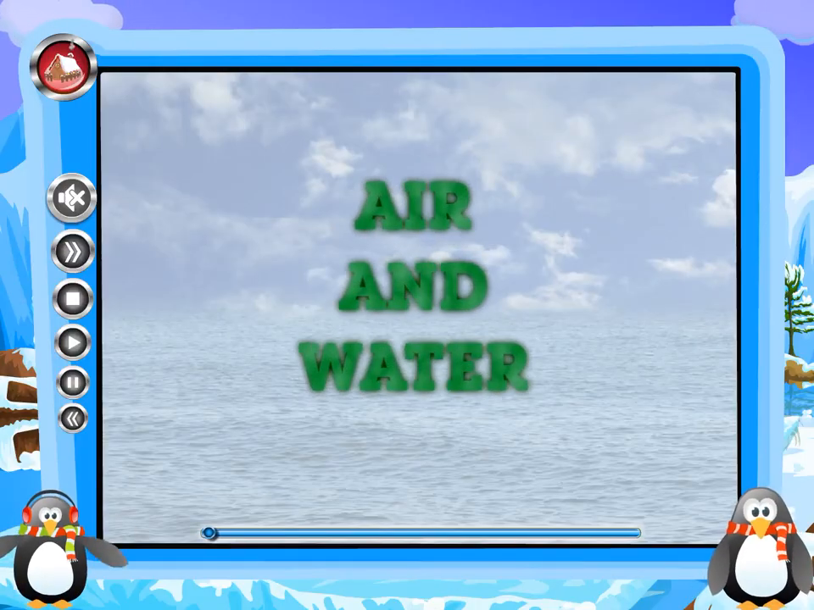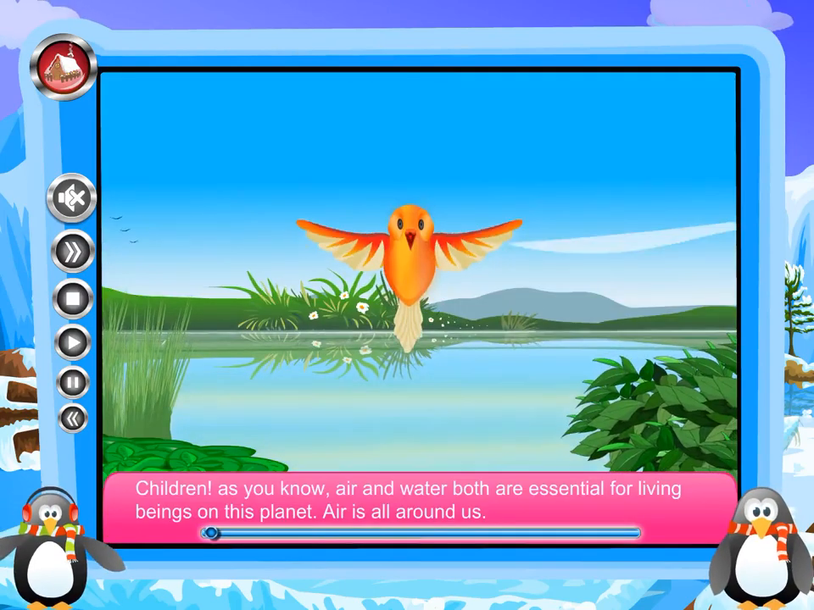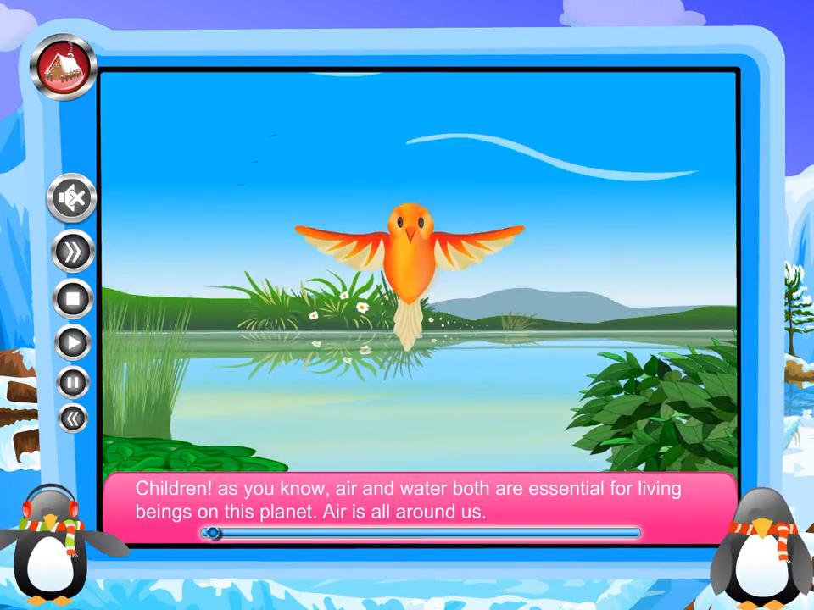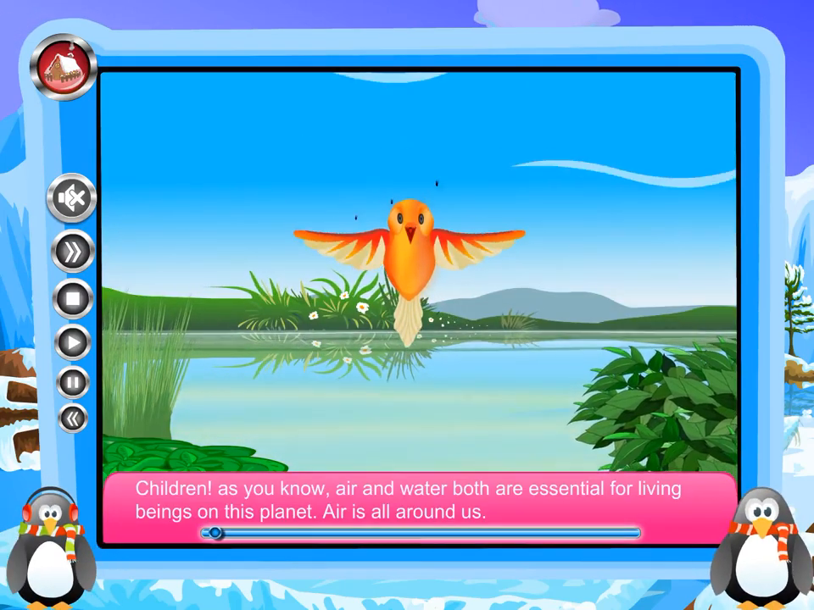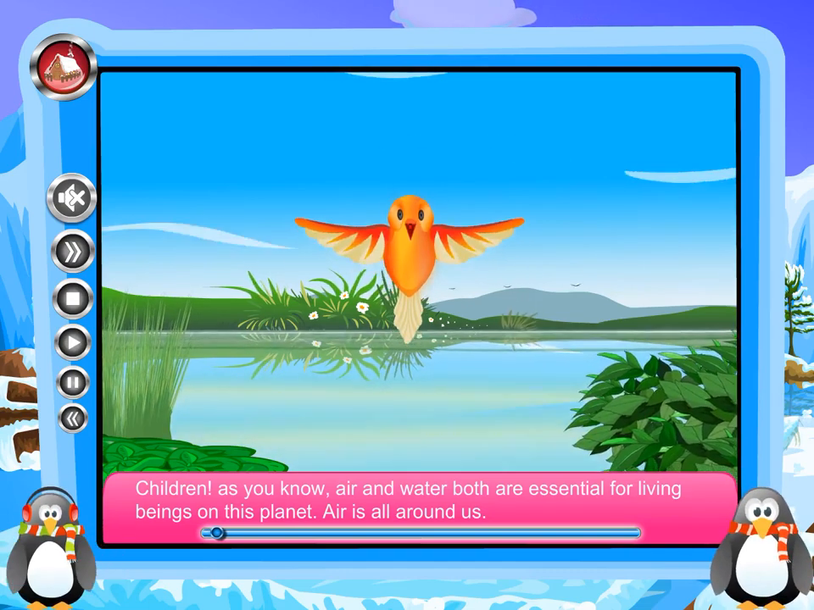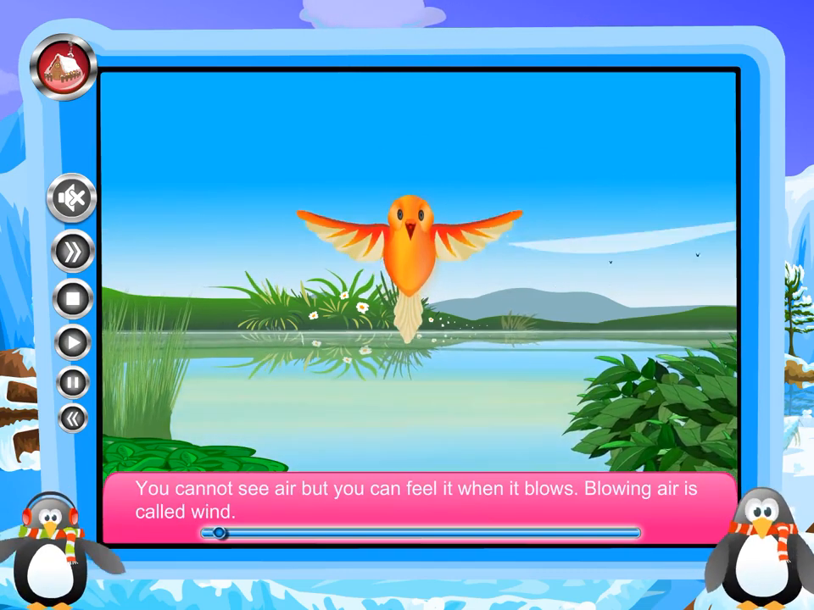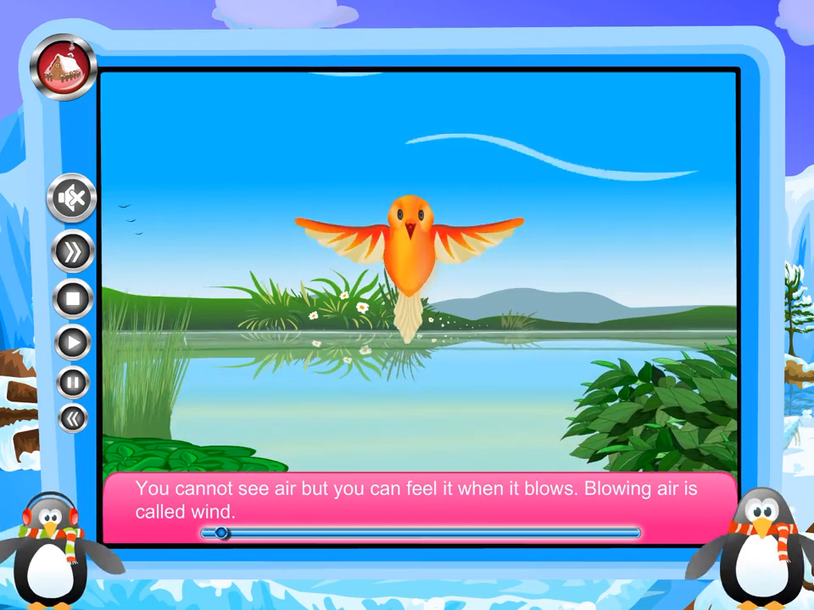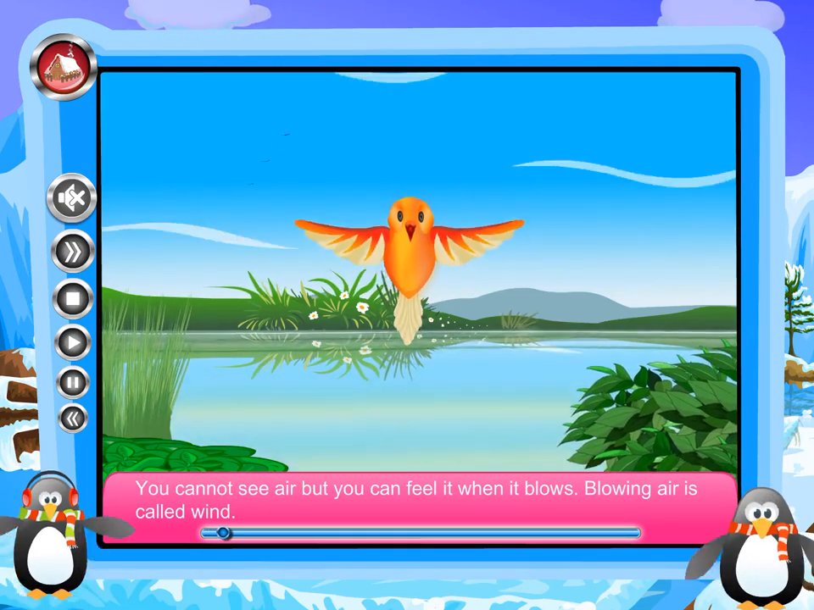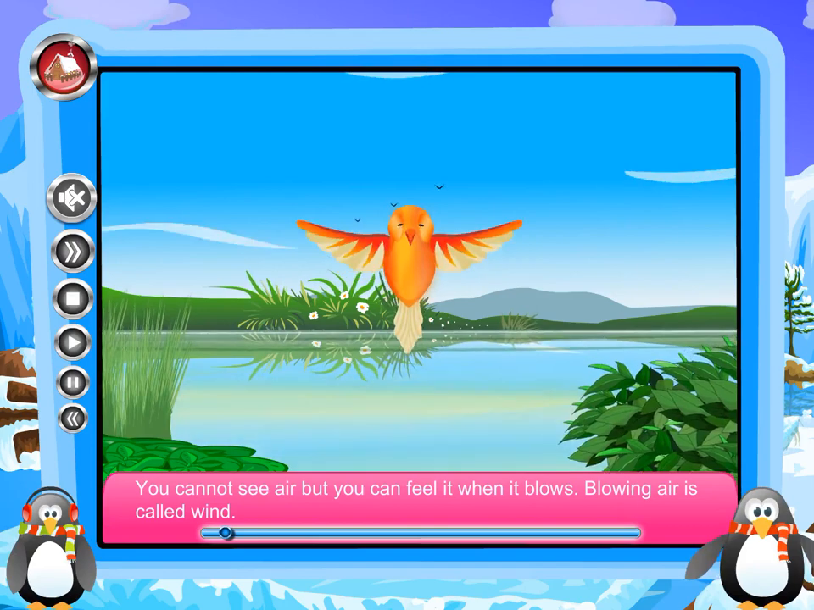Chapter 8. Air and Water. Children, as you know, air and water both are essential for living beings on this planet. Air is all around us. You cannot see air, but you can feel it when it blows. Blowing air is called wind.